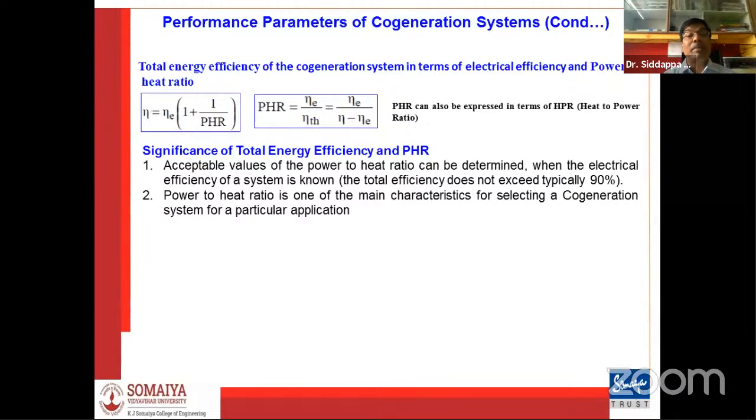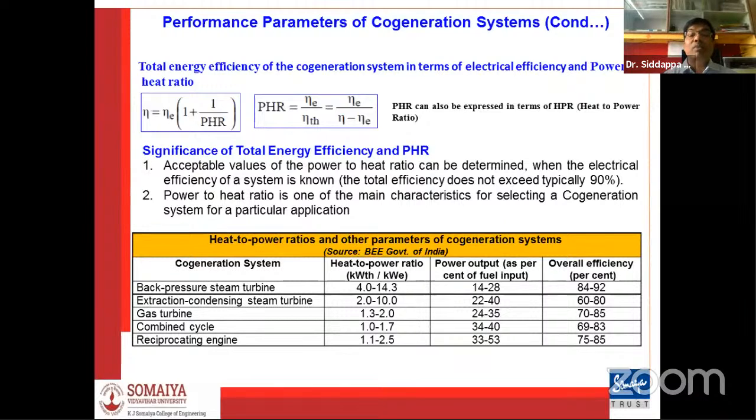Depending upon that, you will decide how much power you want, or how much energy from the fuel you want in terms of electrical energy, and how much energy from the fuel we want in terms of thermal energy. Then accordingly, you can decide your applications, or depending upon the application, you can decide your PHR or vice versa.